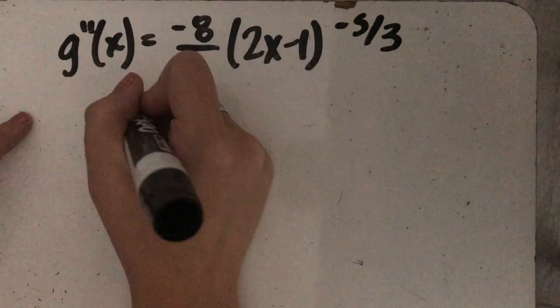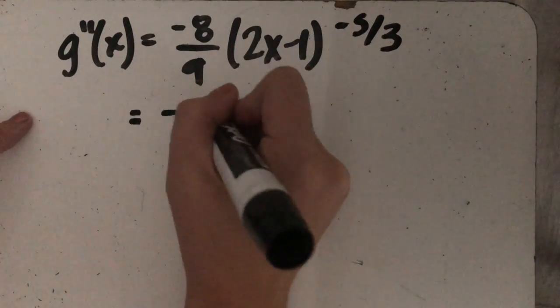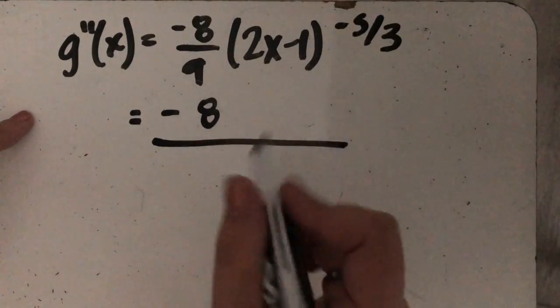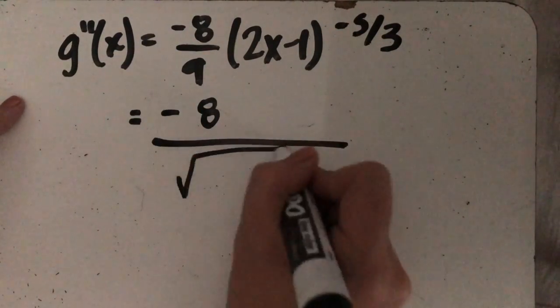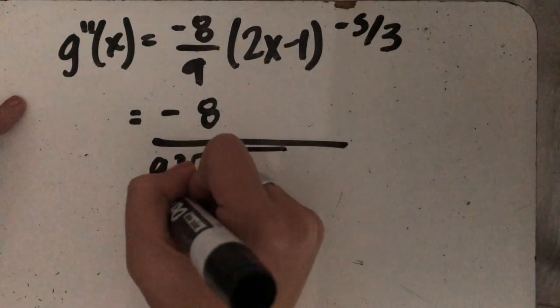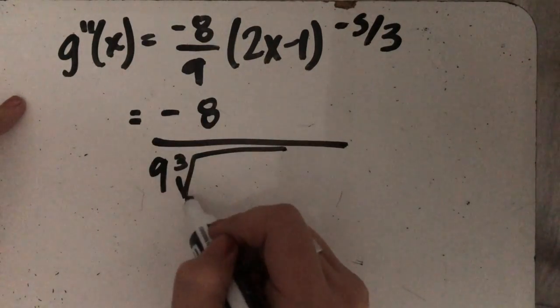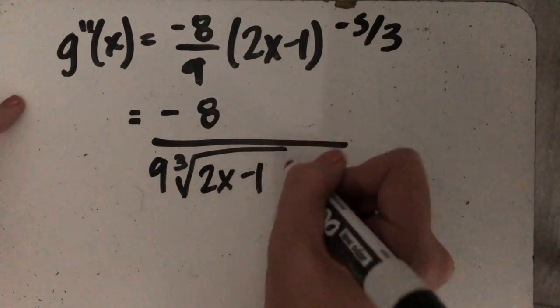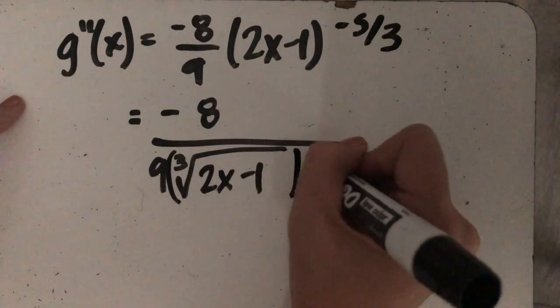And now I'm going to rewrite this using my fraction exponent rule. The negative means move it down to the bottom, and then that must be the cubed root there. Oops, I've still got that 9 in the front from this denominator. Then the cubed root's coming from the 1/3, and then I would have 2x minus 1, and that whole thing is being raised to the 5th.